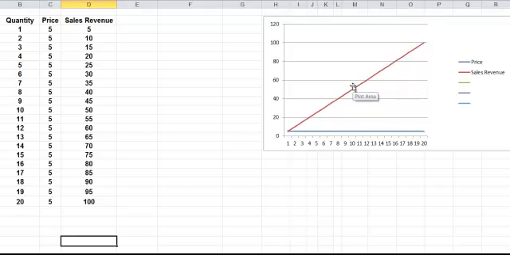On Excel it's easy to do this. You just click on charts, add a chart. In this case it's a line chart, and I've drawn the two variables. So I've got the price, which is fixed along here, and the sales revenue, which goes up in a straight line there.